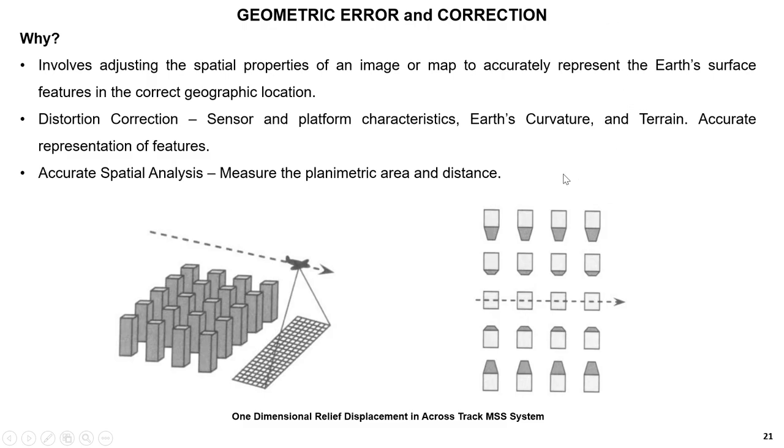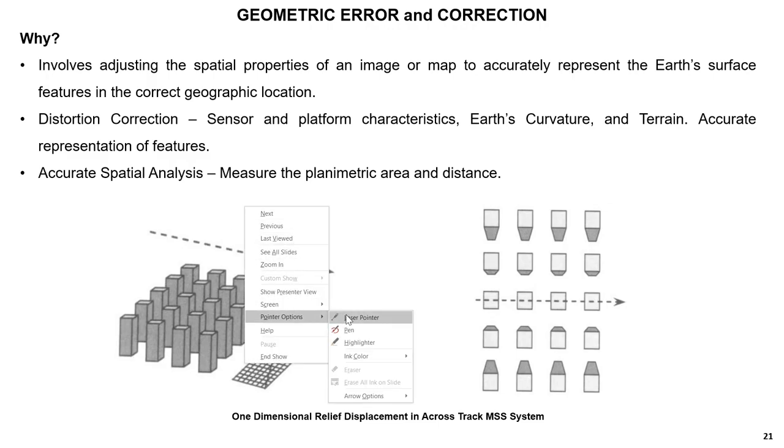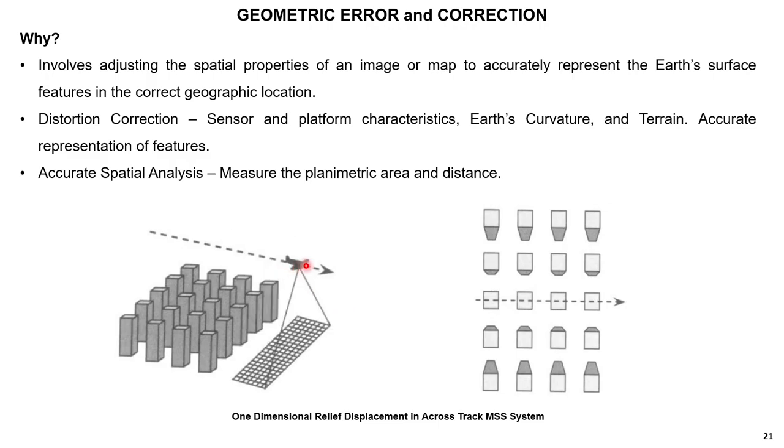Okay, next is the geometric error. Why geometric error occurs is because directly below the nadir point your satellite is viewing perpendicular, and for the other sites, the satellite has a different field of view. And usually the buildings, ideally it should be like this, but because the sensor looks the other way, you can see the bottom of the buildings also. That is called relief displacement. We will come to that.